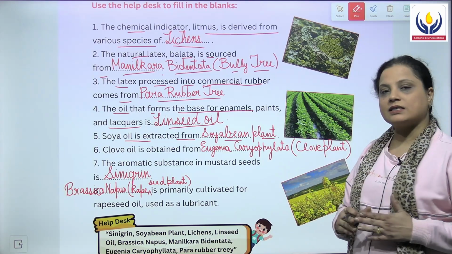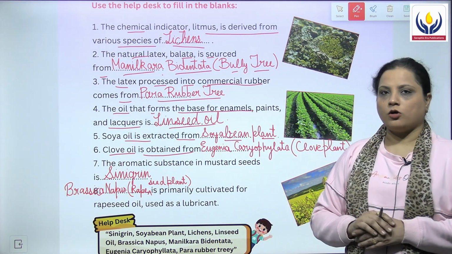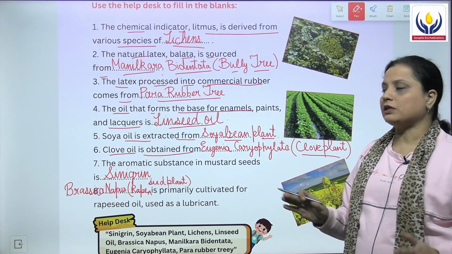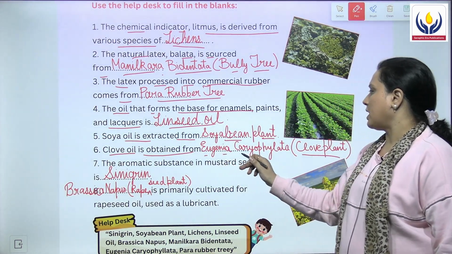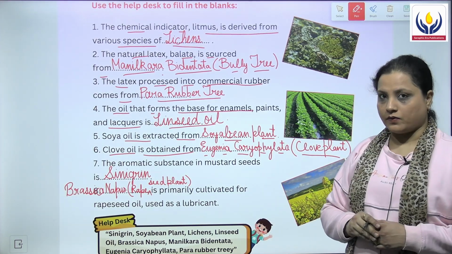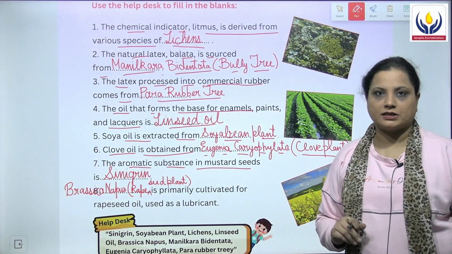Then we have the sixth one. Clove oil is obtained from the clove plant, but this is the common name. The botanical name is Eugenia caryophyllata. Next is the seventh: the aromatic substance in mustard seeds is what?